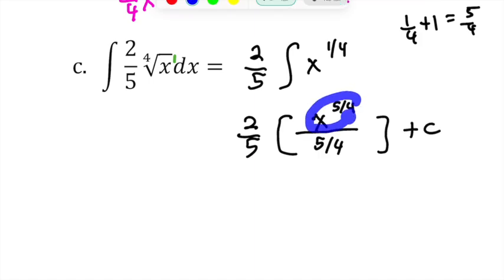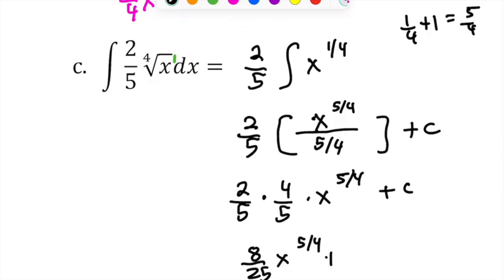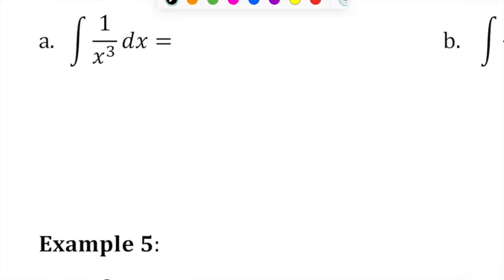So we're going to change this to a multiply, and then reciprocate. So we have 2/5 times 4/5 times x to the 5/4 plus c. And then if I simplify all of this, I'm going to get 8 over 25, x to the 5/4 plus my constant.